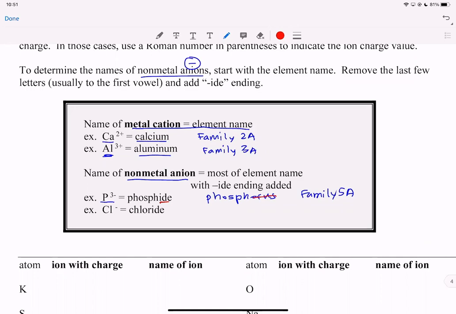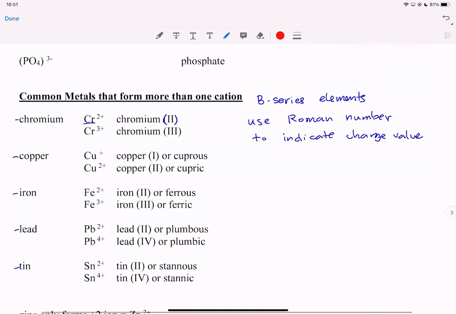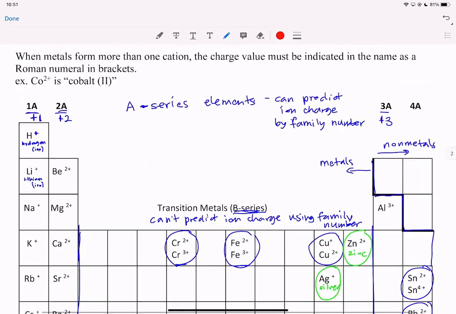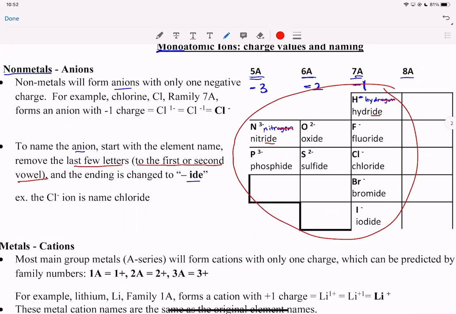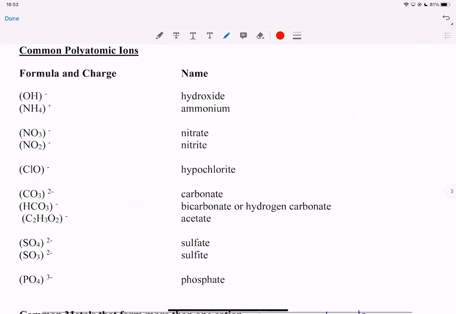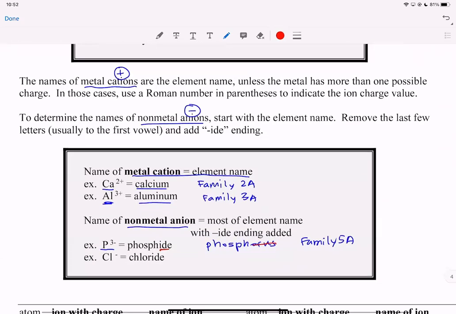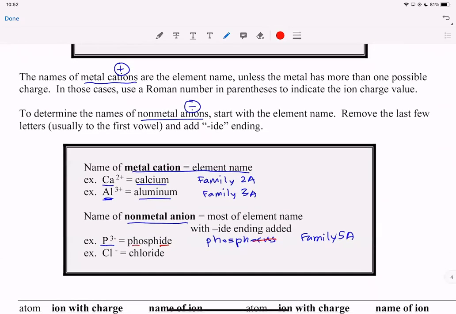Well, you always have, going back to here, this as a reference. How many letters to take off is usually to the first or second vowel. And that's what this says here: take off the last few letters to the first or the second vowel. Well, you always have these, the names of the anions. Okay, so those are the anion names that you can check. And so going back to here, the name of that P-3 ion.